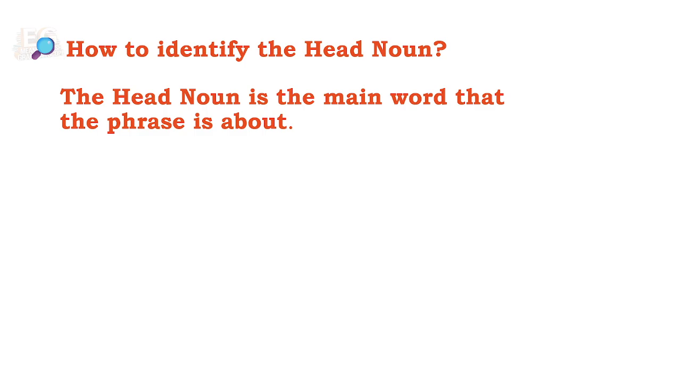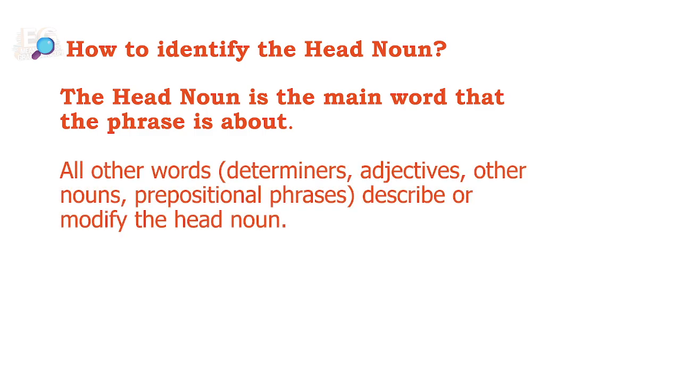That means everything in the sentence will be about that head noun, and the head noun will tell us which part in the sentence is a noun phrase, right? All other words could be modifiers, like determiners and adjectives, or in some cases another noun. Then we have prepositional phrases, or other groups of words that describe the head noun.